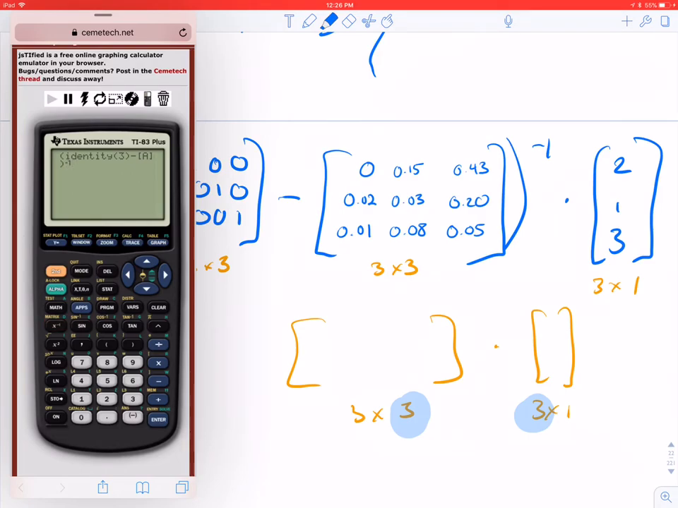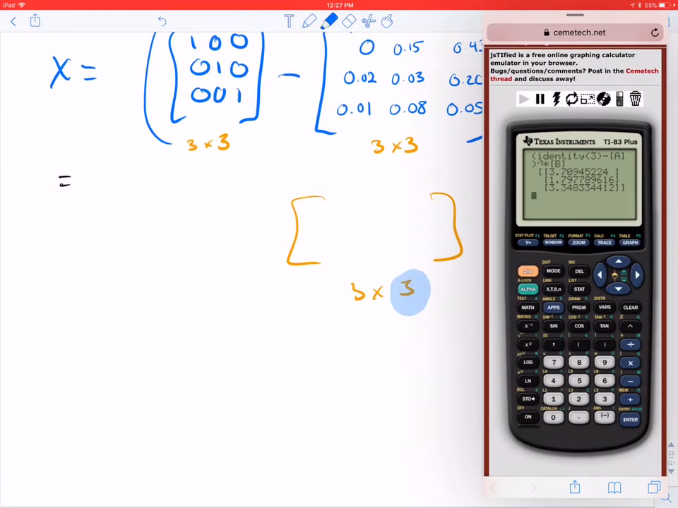And then I need the matrix B. So I'm going to go to matrix, edit. This is a 3 by 1. This is 2, 1, 3. I want to quit. I'm going to say times the matrix B. Okay, cross our fingers. And I think this is a reasonable result.